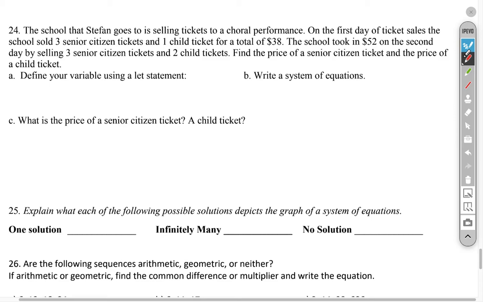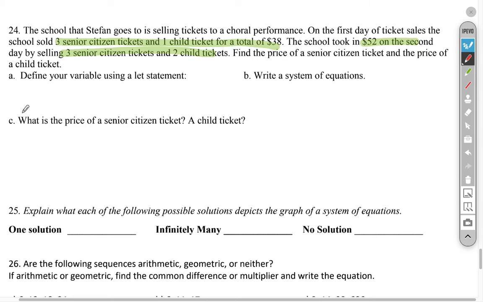So, number 24 says, the school that Stefan goes to is selling tickets to a choral performance. On the first day of ticket sales, the school sold 3 senior citizen tickets and 1 child ticket for a total of $38. So let's highlight that. 3 senior citizen tickets and 1 child ticket. The school took in $52 on the second day by selling 3 senior citizen tickets and 2 child tickets. Find the price of the senior citizen ticket and the price of the child ticket.